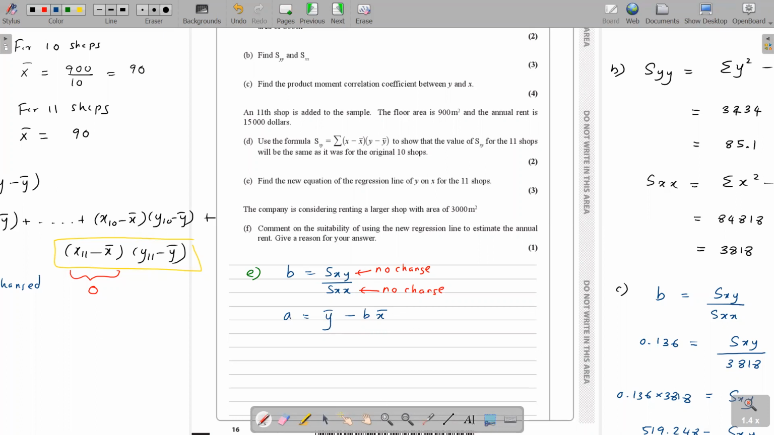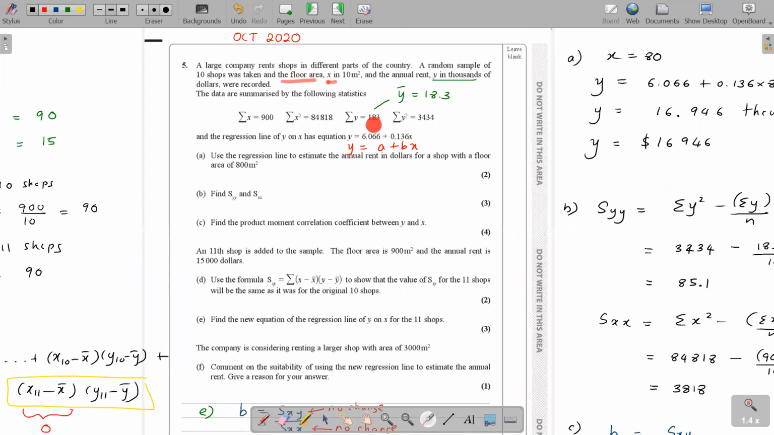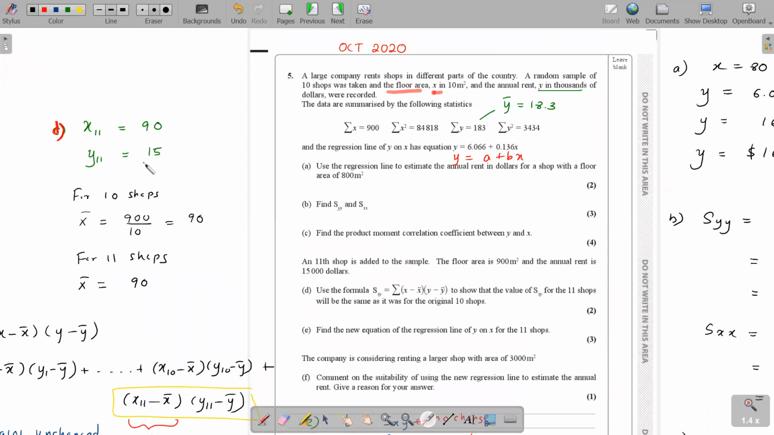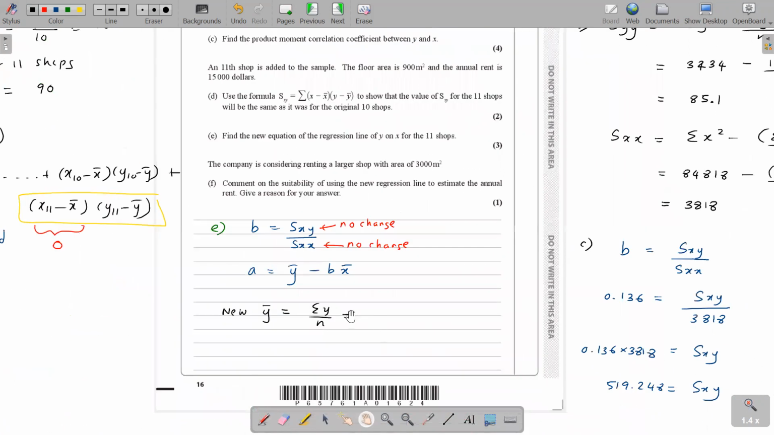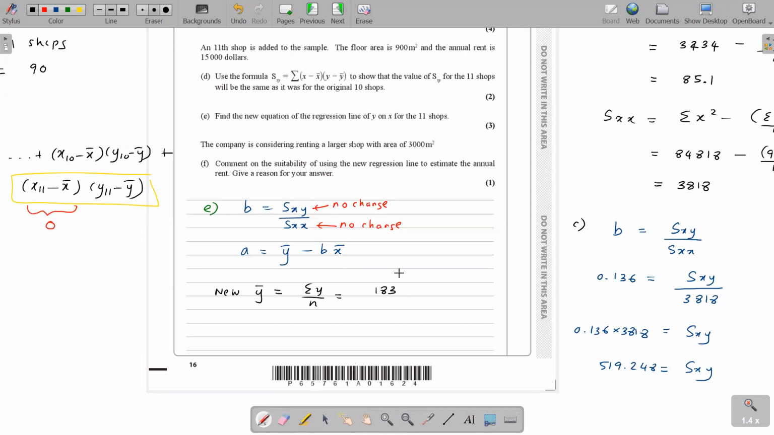So what about the y bar value? Can we get the new y bar? The new y bar is sigma y over n. The previous sigma y was 183, so you have to add the new y value. I told you the 11th y value is 15. 183 is the sum of the rent of the 10 shops. So you're adding the 11th shop, 15, divided by 11, because you have 11 shops now. Can I know the new y bar? The new y bar is 18.